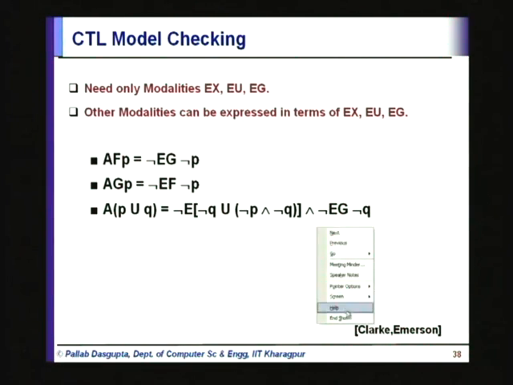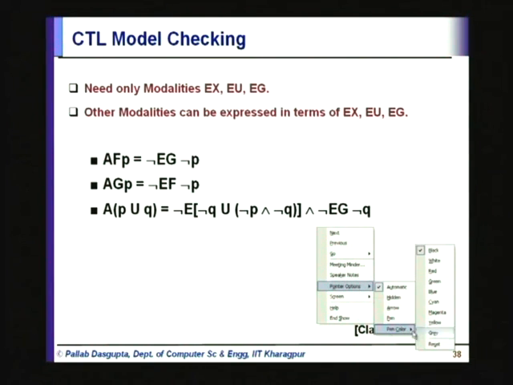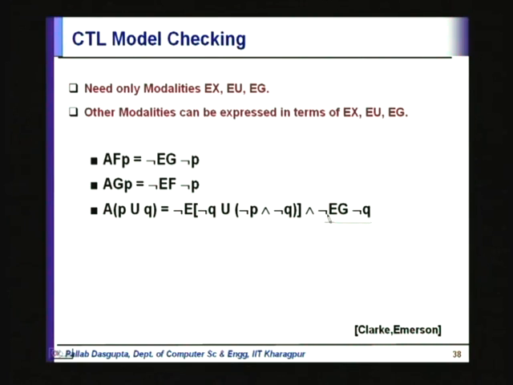What does this thing mean? This is the same as AFQ. So, it says that along all paths in future Q must hold. So, A[P until Q] requires that along all paths Q must hold in the future, and what does this say? It says that not Q must hold until, this part says there exists a path where not Q holds until not P and not Q holds, right. So, what does this mean?